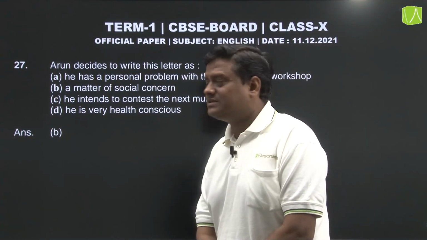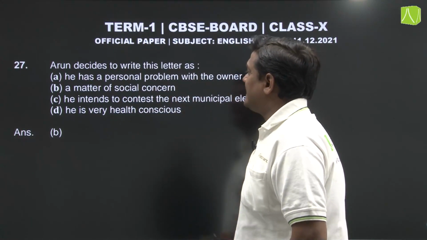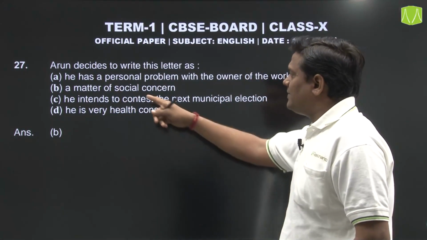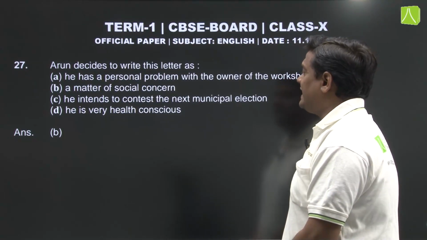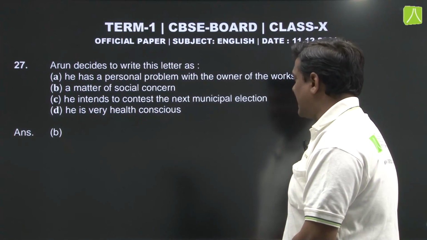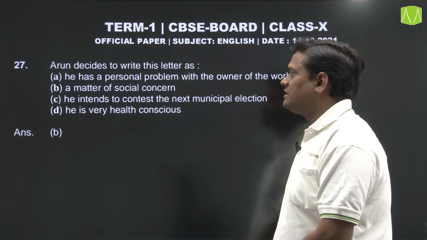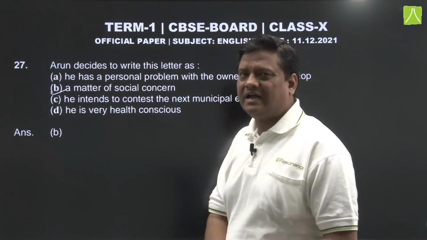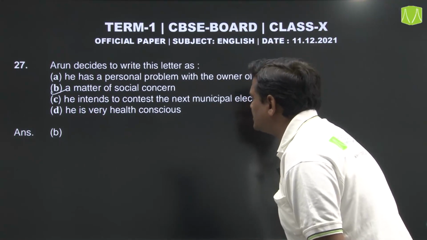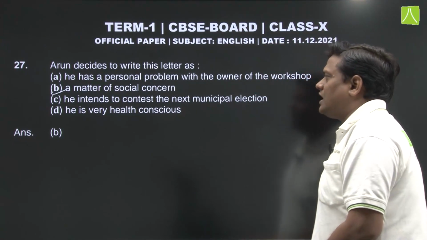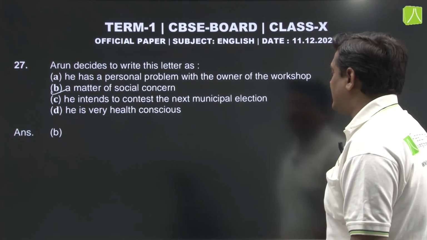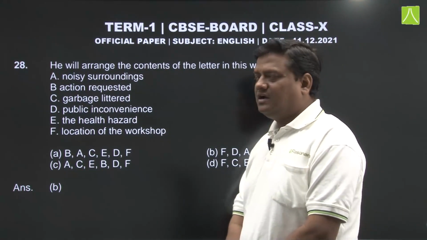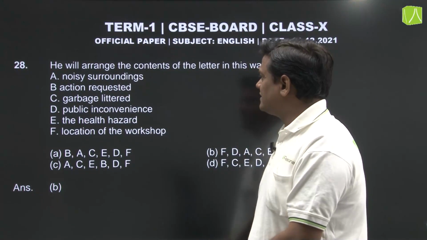Now question number 27. Arun decides to write this letter as he has a personal problem with the owner of the workshop, a matter of social concern. He intends to contest the next municipal election. He is very health conscious. So option B is logical. A, C and D are irrelevant. So a matter of social concern is the right answer. Arun is deciding to write the letter.